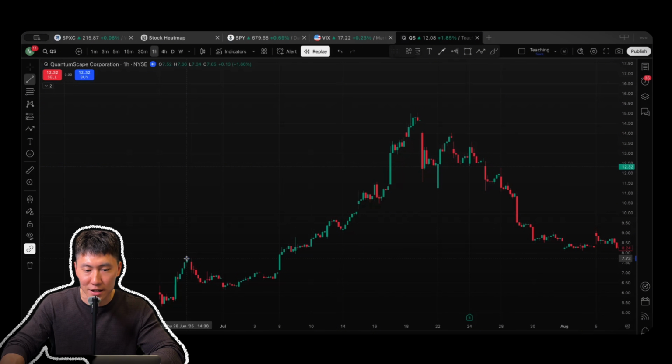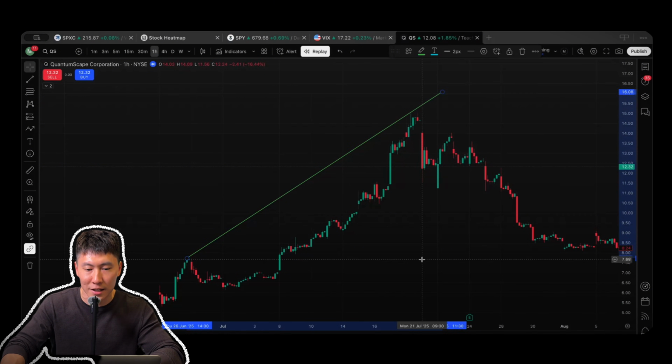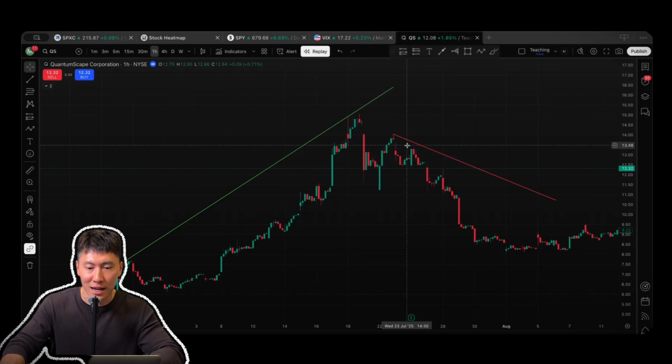There are only two types of trend lines: a bullish trend line connecting higher highs and higher lows, and a bearish trend line connecting lower highs and lower lows.